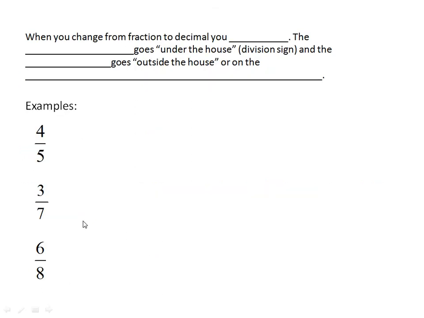Okay, and then the last slide says right here, when you change from a fraction to a decimal, you divide. Okay, the numerator goes under the house, which is the division sign, and the denominator goes outside the house, or on the outside of the division sign.